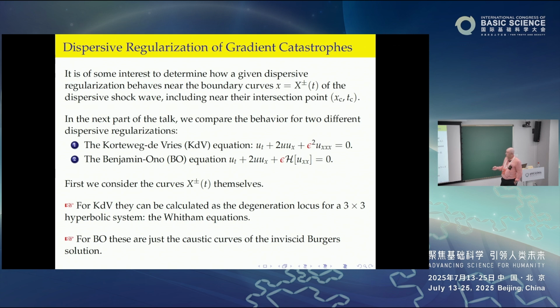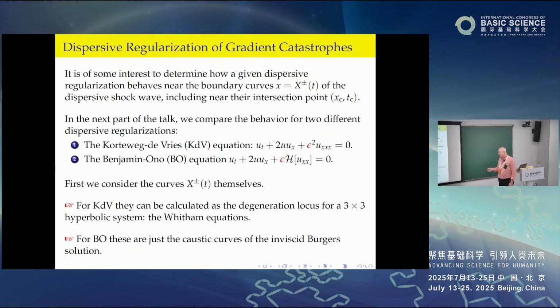So we may ask questions about what's going on here. It's of some interest to determine how a given dispersive regularization of the inviscid Burgers equation behaves near these x plus and x minus curves, including, by the way, close to the intersection point, that critical point. In the next part of the talk, I'm going to show you the answers to these questions for both the KdV and the Benjamin-Ono cases, and we can then compare, contrast, and discuss. The first thing to do is to describe these curves themselves, because they are not the same thing for the two equations.